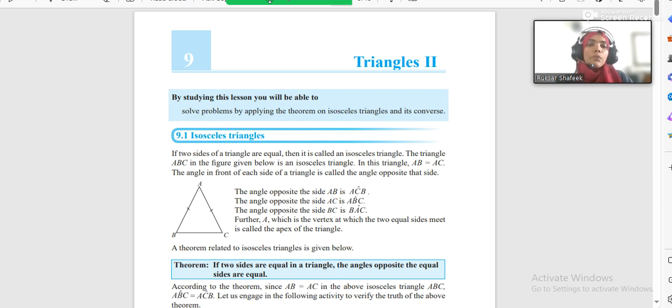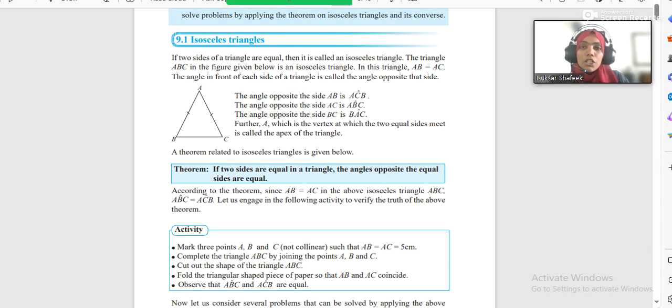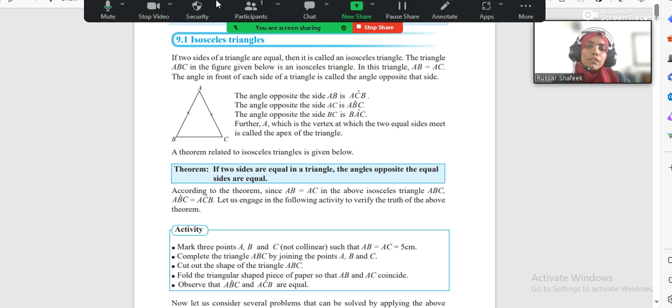triangle. And when we talk about the isosceles triangle, the speciality of this triangle is that two sides are equal, and that's a theorem that we're actually going to talk about, where two sides of a triangle are equal. We call it an isosceles triangle. So based on that, the first theorem that we have here is, if two sides are equal in a triangle, the angles opposite the equal sides are equal.